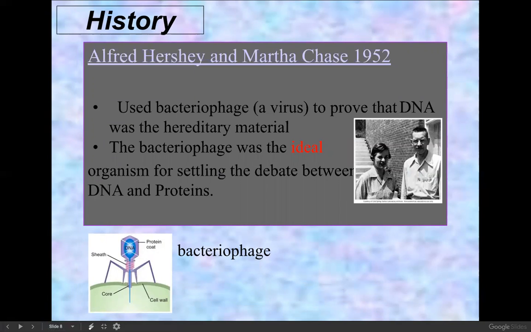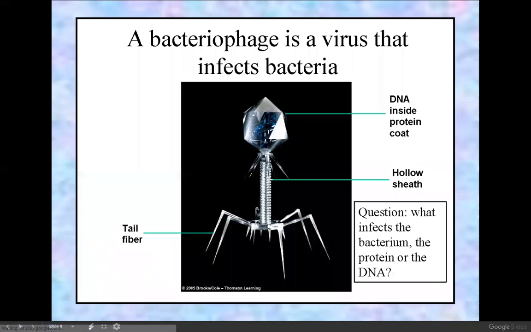So Alfred Hershey and Martha Chase, in 1952, used a bacteriophage, and you can see the picture down there. It looks like a rocket ship, but basically that is a virus. And the DNA that you see in blue is being injected into the cell. So they were able to recognize and prove that DNA was the hereditary material. The bacteriophage was the ideal organism for settling the debate between DNA and proteins, which one was going to be the factor that we pass on, generation after generation, for our traits.